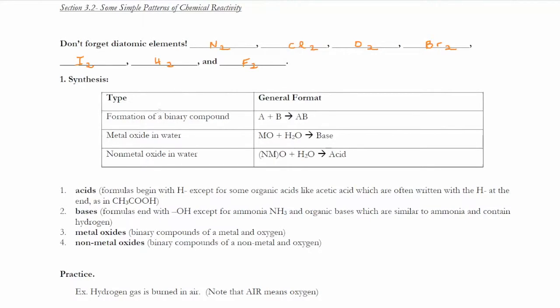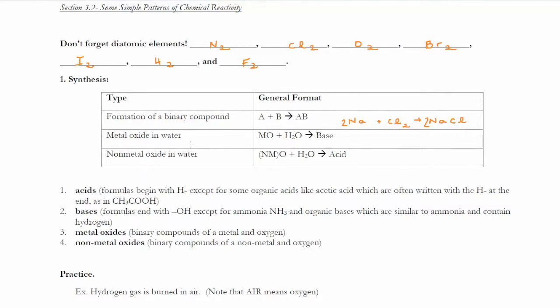So for synthesis reactions, there are really 3 major types that you will see. You will see the formation of a binary compound, so 2 elements combining together to make a compound. So for example, if you have Na reacting with Cl, and remember it's going to be Cl2 because chlorine is diatomic, it's going to produce NaCl. I crossed my charges to get that. So that is forming a binary compound.